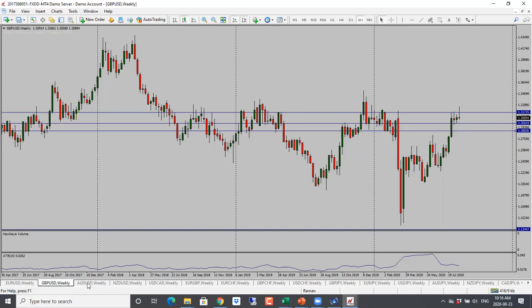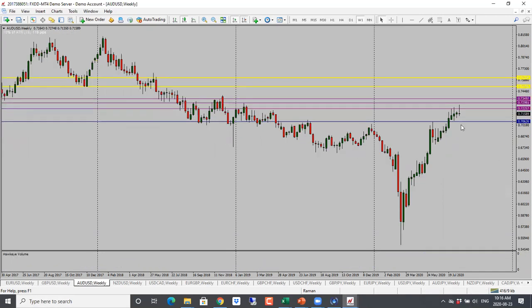So bearish bias here for pound dollar as well. Aussie dollar, a similar scenario here. We see the price went to test higher here, but failed. So we have another doji or a pin bar here. This also shows a rejection. So bias is bearish here as well.